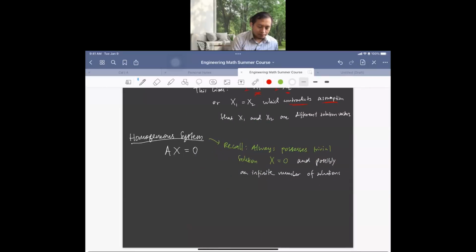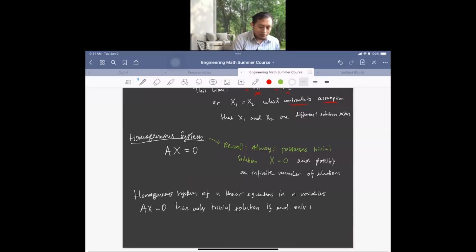Okay. So a homogeneous system of n linear equations in n variables, which means we can have 2, 3, 4, and so on variables, AX equals 0 has only a trivial solution if and only if A is non-singular. So we need to check the determinant of A. We need to have the determinant is not 0. Okay. And we can say that when it's non-singular, this homogeneous system only has the trivial solution.